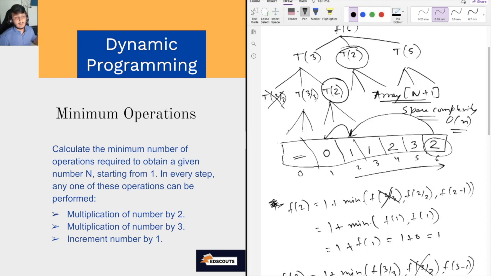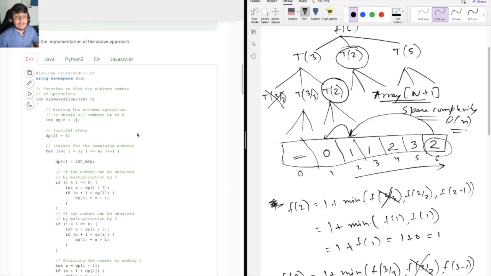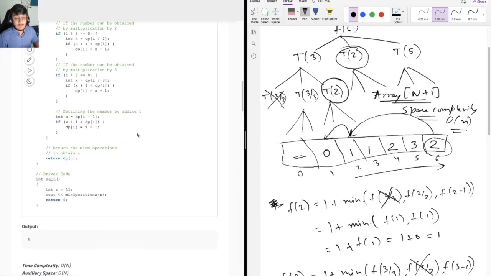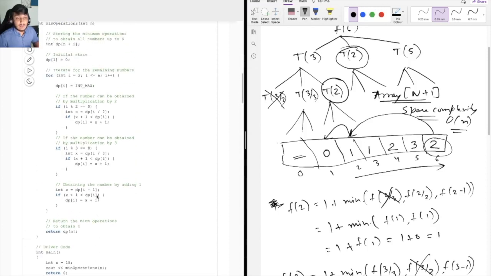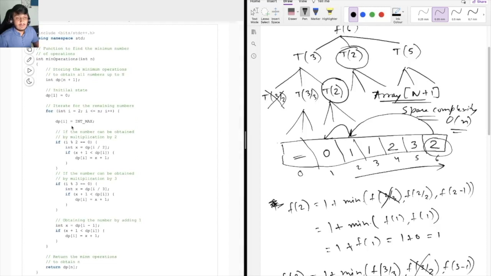Let's look at the algorithm also. Here on the left-hand side, if we see the C++ code, in the int main function, int n is equal to 15, and we print min operations of n. Here we are calling the min operations function. Here we have declared a dp of n plus 1 size. We are initializing dp of 1 equal to 0, because we are starting from 1, and for getting 1 we require 0 operations.